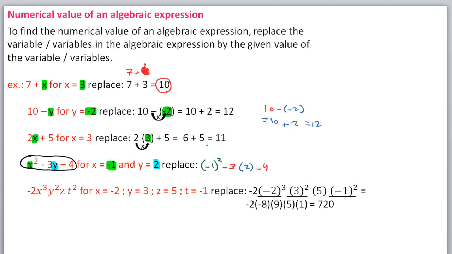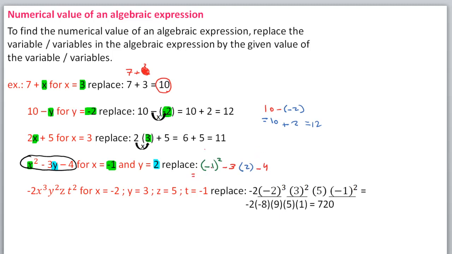Why? It was like this. It was x squared minus 3y minus 4. So I replaced x by negative 1 and I replaced y by 2. Okay? So now let's complete solving, I mean.